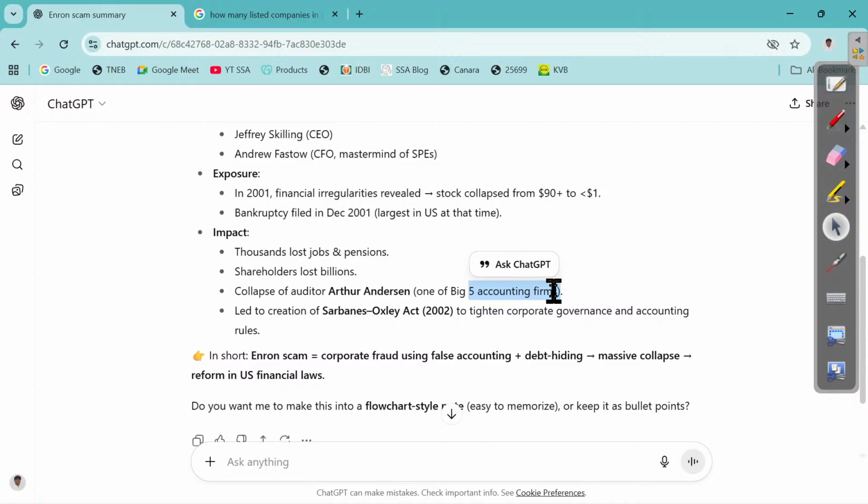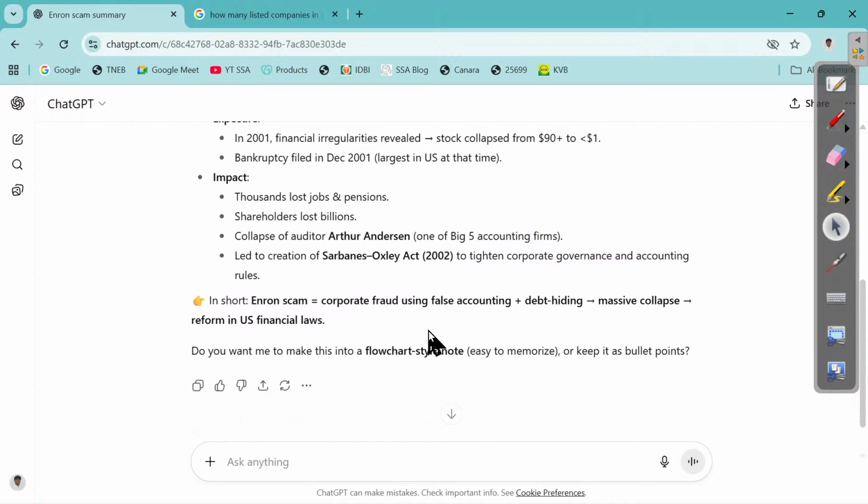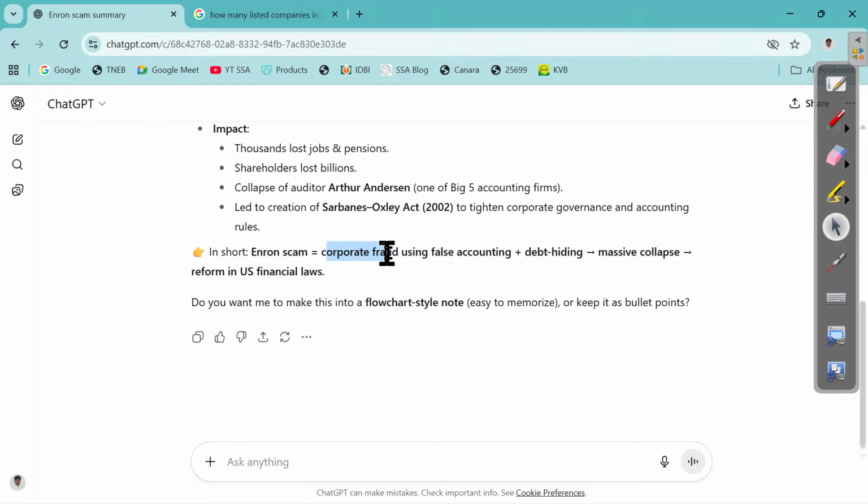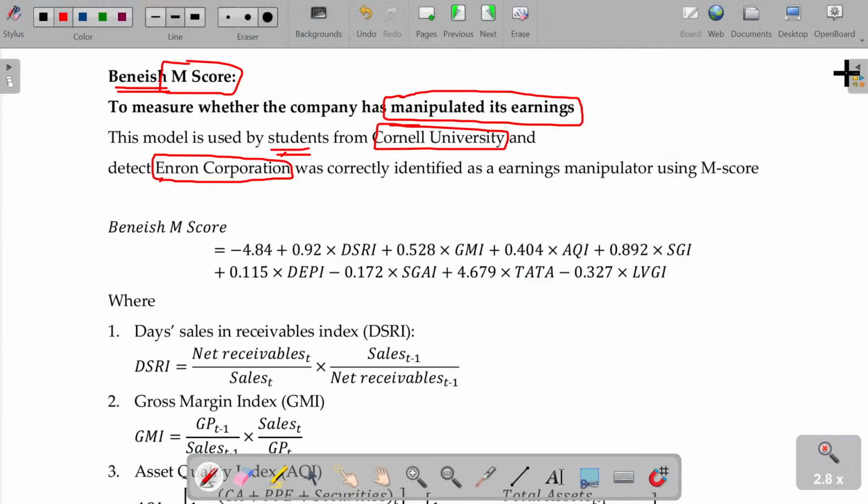The auditor was Arthur Andersen. The Enron scam equals corporate fraud using false accounting, debt hiding, and massive collapse, which led to reform of US financial laws also. So it's one of the beautiful case studies for reforming financial aspects. This particular Beneish M-score, they use this.